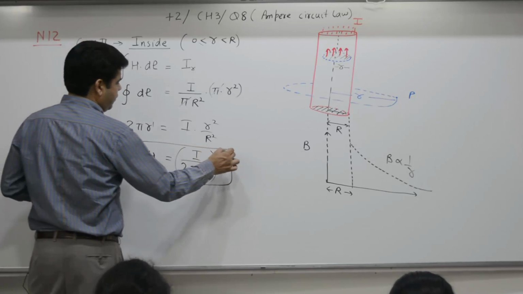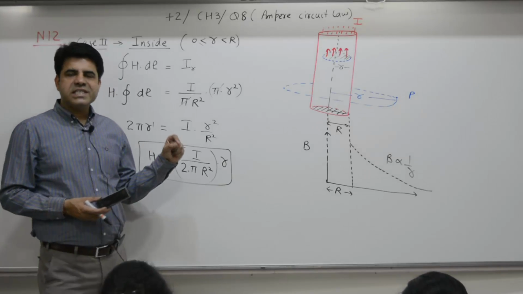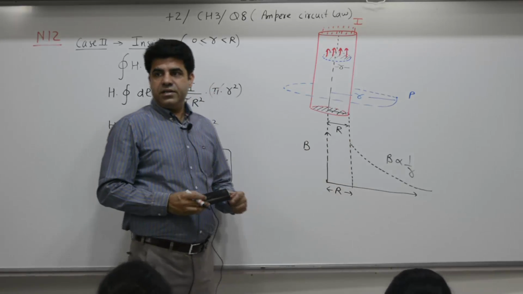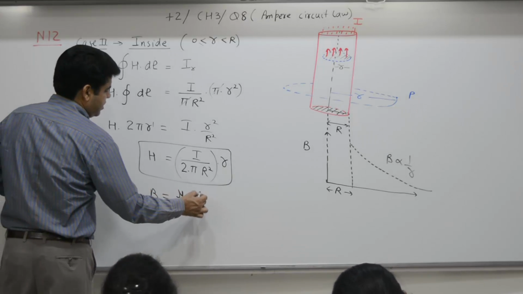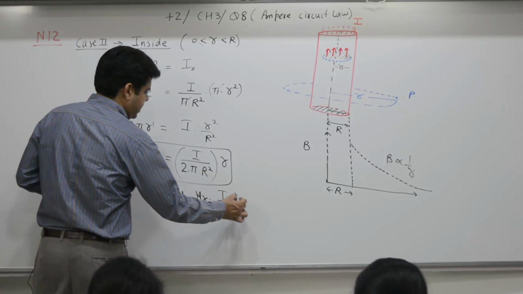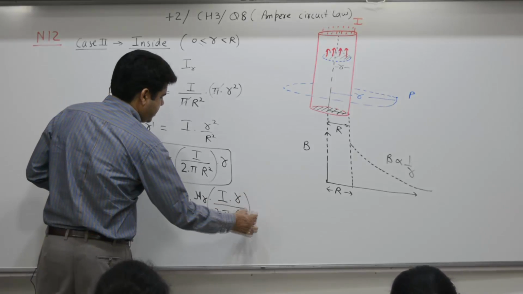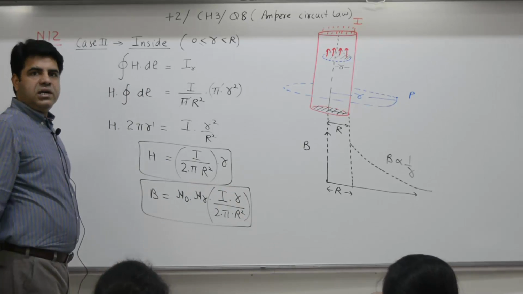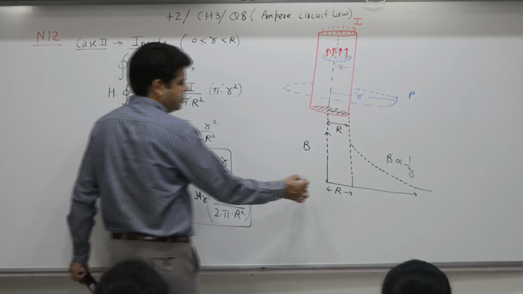How does H vary as a function of r? Directly proportional. So this is a separate objective question. Inside, the H versus r graph will also be a straight line. B is equal to mu naught into mu r into H. H is how much? I r by 2 pi R square. So B is also proportional to r. It is also a straight line. When r is 0, B is also 0.